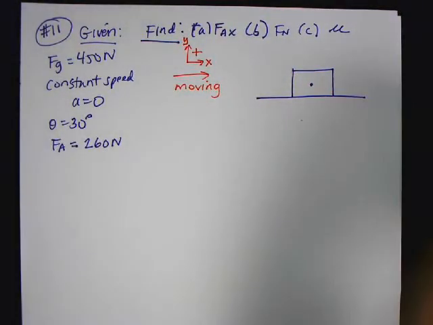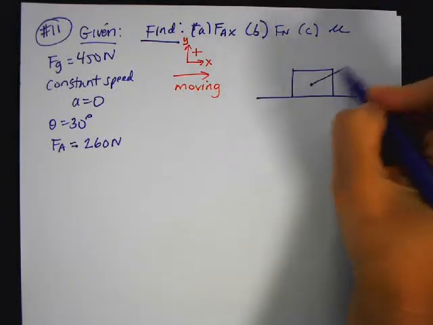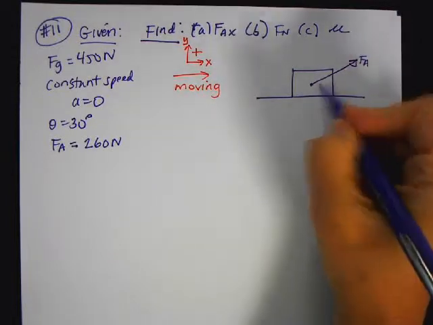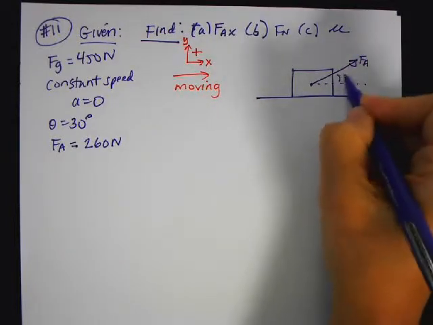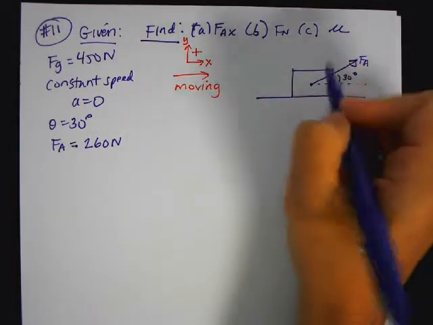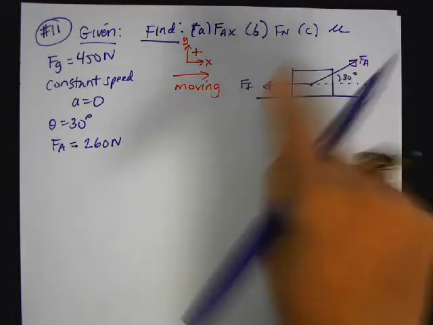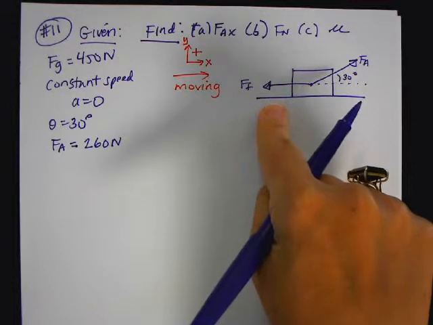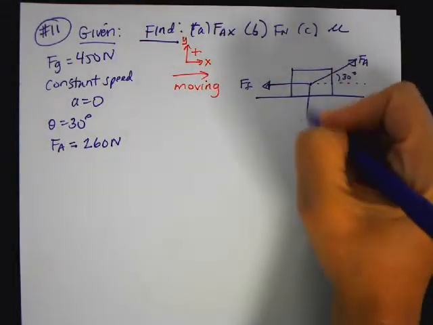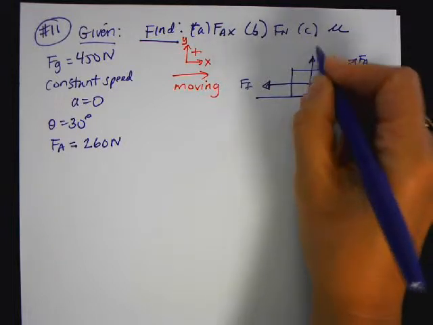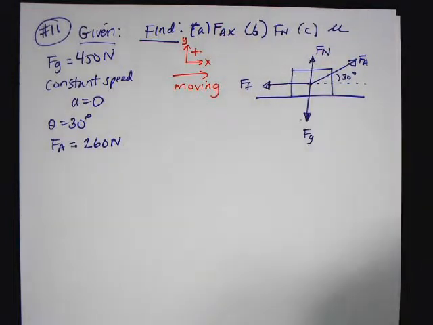And now when I draw my free body diagram, I'm going to draw here, this is my applied force, which I'm having go positive. This angle here was 30 degrees. My frictional force always acts in the direction opposite of motion, and it's parallel to the surfaces in contact. My force of weight acts straight down, and my normal force acts perpendicular to the surfaces in contact. So that's my free body diagram.